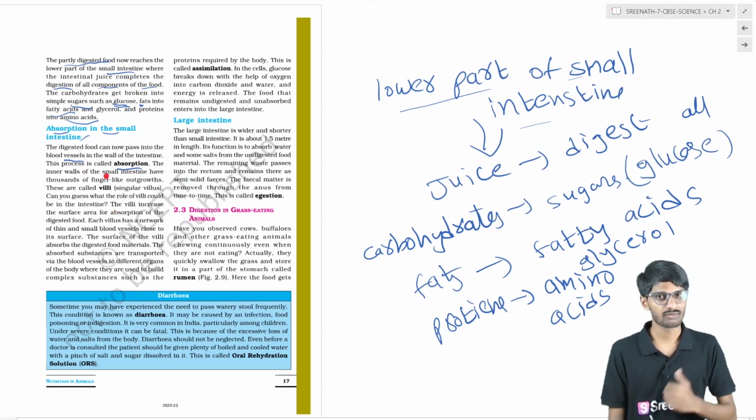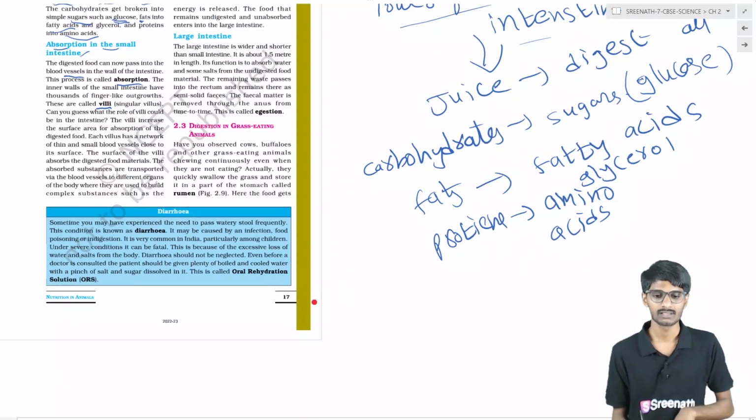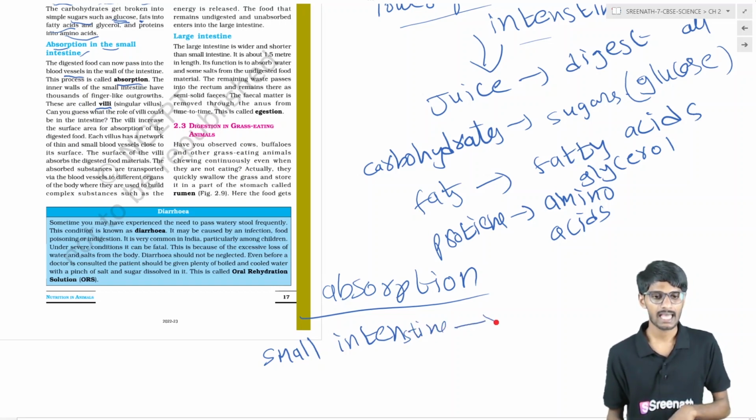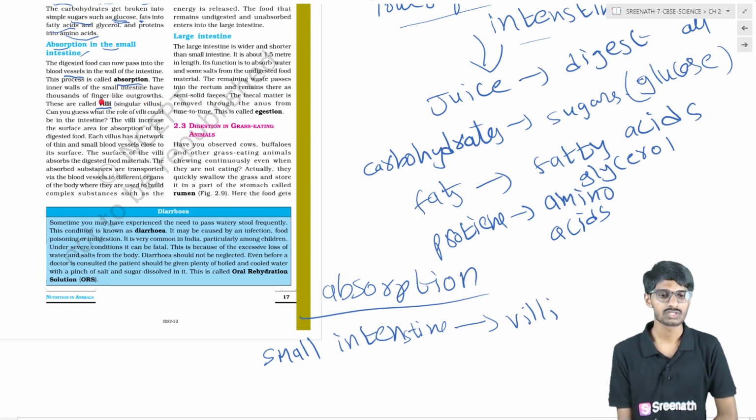Basically, the inner walls of the small intestine have thousands of finger-like outgrowths. I will write here, this is the absorption. How will absorption be done? For absorption, the small intestine has villi. What are they? Villi. The small intestine has thousands of finger-like outgrowths.